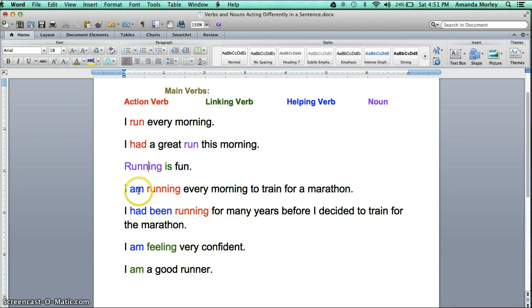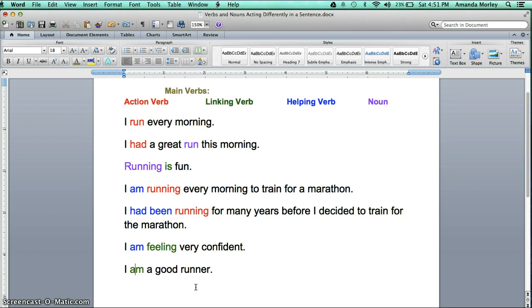How about am? Okay, am, how about right here? I am feeling very confident. Am is not what I am. I couldn't just say I am. I could shorten it. I could say I am very confident, but I'm not saying that. I'm trying to add to it. I'm feeling confident. I might not be it, but I am feeling it, okay? Finally, here it is the linking verb. I am a good runner. I'm going to state it over myself. I'm going to declare I am a good runner, okay?